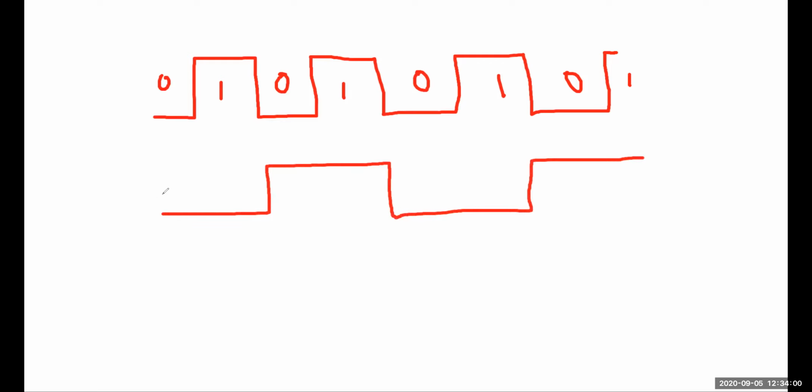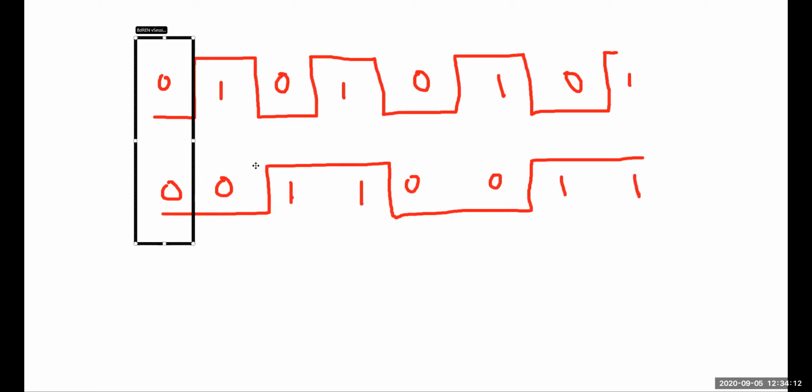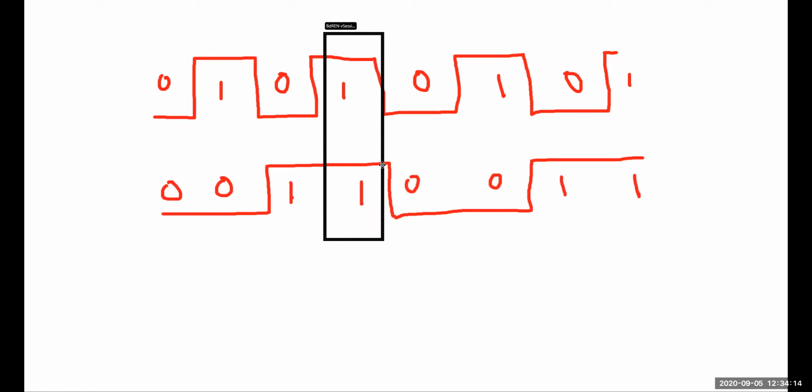If you double the time, this is 0, 0, this is 1, 1, 0, 0, 1, 1. So what can you see now? You can see 0, 0. You can see 1, 0. You can see 0, 1. You can see 1, 1. Right? This is a very clever thing we have to do, that is doubling the time. We will double the time of 1.